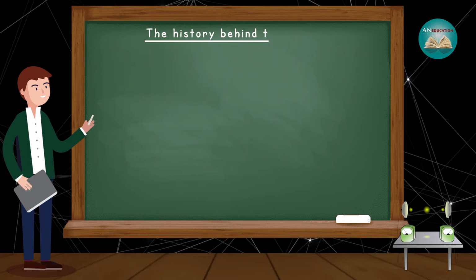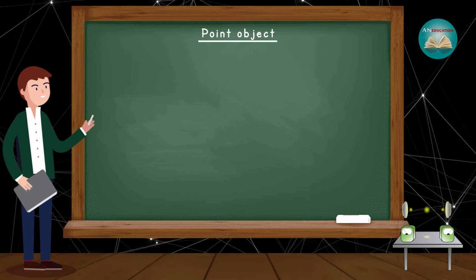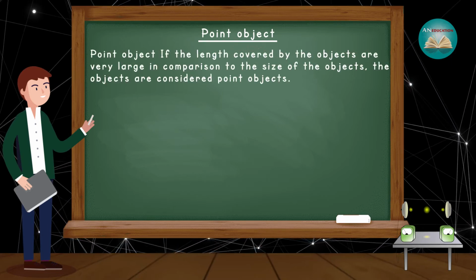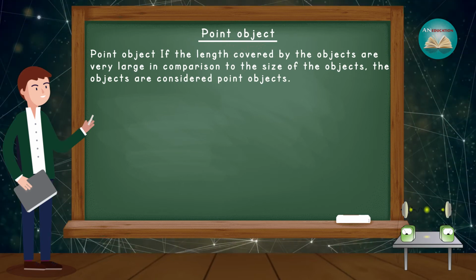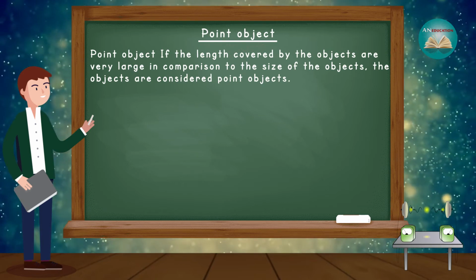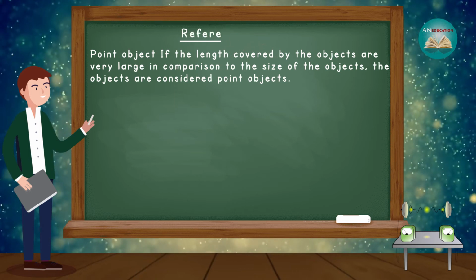After that, let's go on and discuss point object. Point object: if the length covered by the objects is very large in comparison to the size of the objects, they are considered to be point objects. After that, let's discuss reference systems.